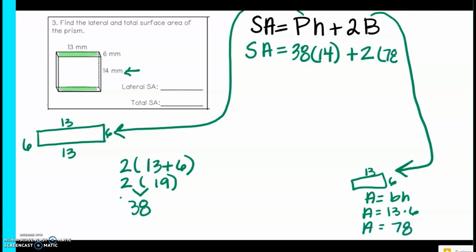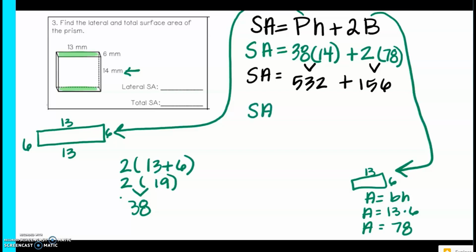Now I can go substitute that back into my formula. So now I'm going to start bringing it down a little bit more. 38 times 14 is 532. I might have used a calculator. 2 times 78 is 156. And the very last thing, drum roll, I add those two together and I get 688 millimeters squared. Don't forget to have your dimensions, your label on there so we know what you're talking about.